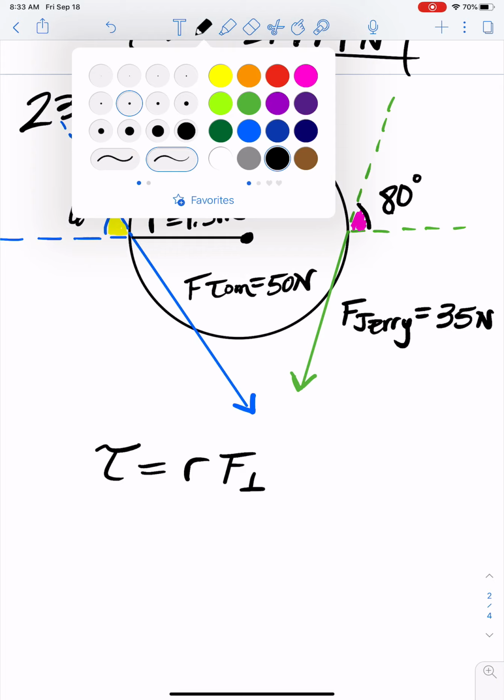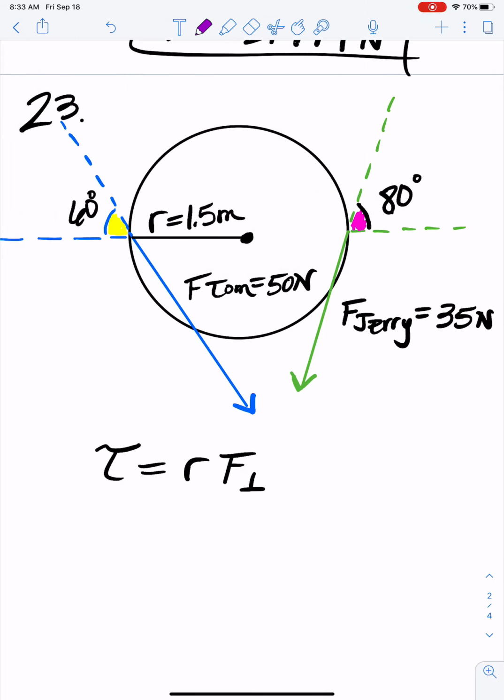So let's draw some vector components here. And so we can see that, I'll draw the first one straight down. So there's F perp for Tom. And we can do the same thing for Jerry.